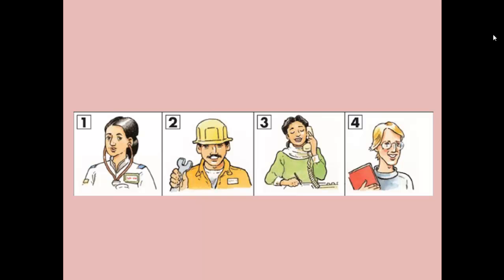What about the following one, number 2? This man is an engineer. What about the following, number 3? She is a secretary. And number 4, we have a young man who carries a book in his hand. So he must be a student. So the first one is a doctor, the second is an engineer, the third is a secretary, and the fourth one is a student.